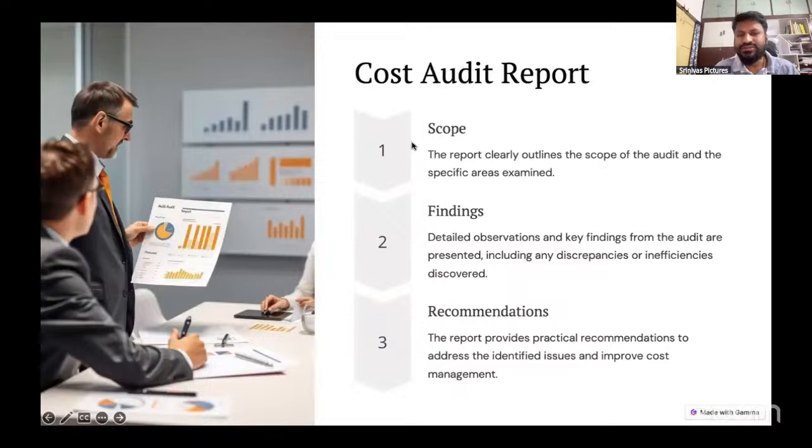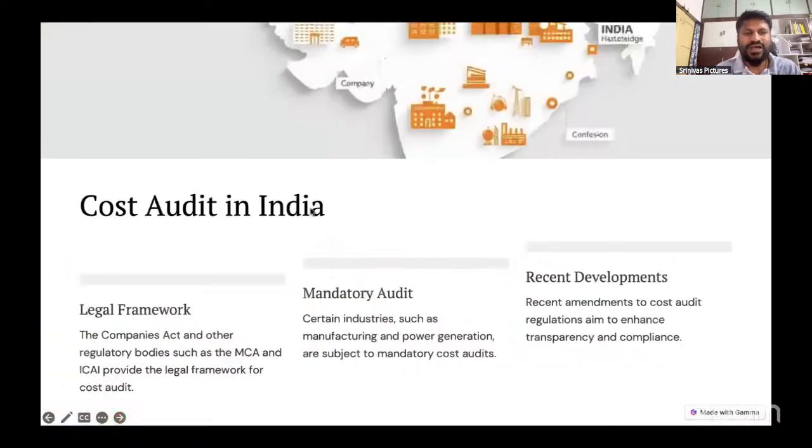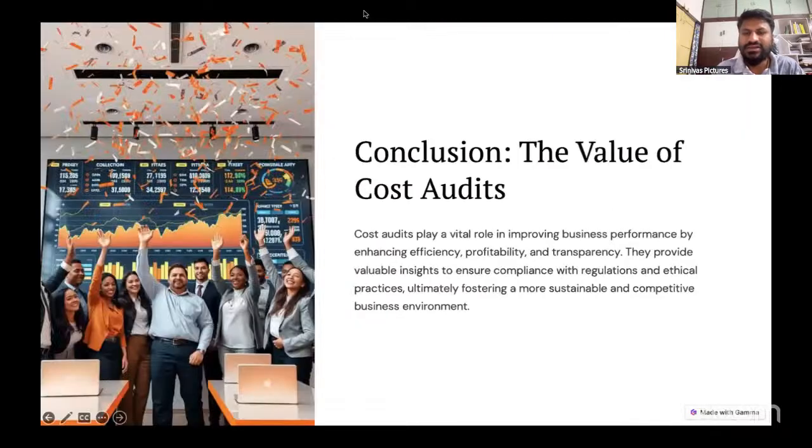So these are the cost audit reports. Cost audit in India: it has a legal framework as per the Companies Act and other regulatory bodies such as MCA and ICAI. In certain industries, cost audit is compulsory. And in recent developments, amendments have been made to cost audit regulation to enhance transparency and discipline. So this is the story about cost audit.